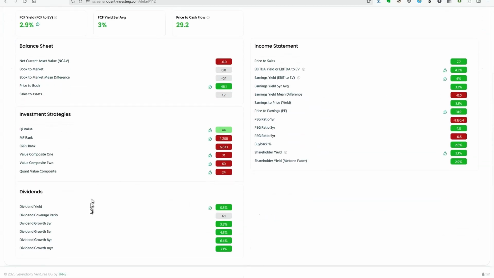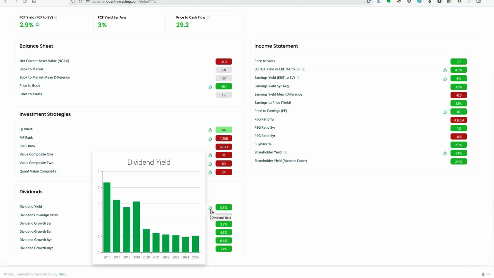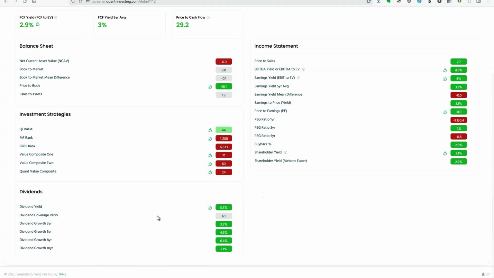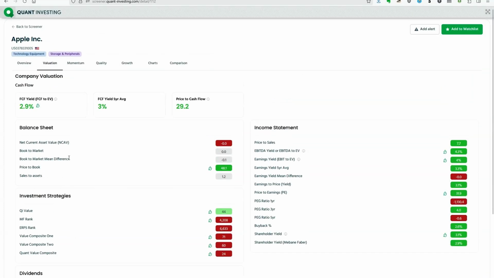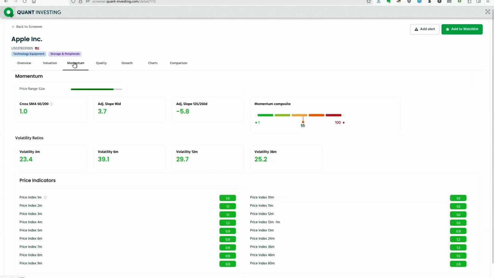And here's the dividends. What is the current dividend yield? What has the dividend yield been in the past? So it's quite low. Dividend coverage ratio, see there's a lot of room for it to go up. And here's the growth of the dividend over the past 3, 5, 8, and 10 years. That's the valuation tab.